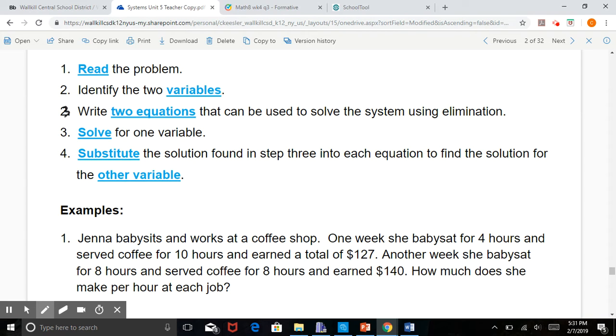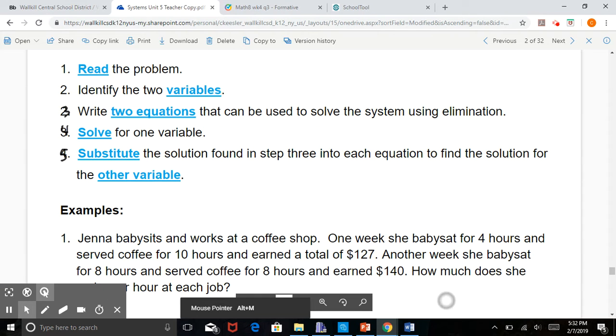Fourth, solve for one variable. Fifth, substitute the solution found in step 4 into each equation to find the solution for the other variable. And because it's a word problem, we should really take the next step and also write a sentence that answers the question.